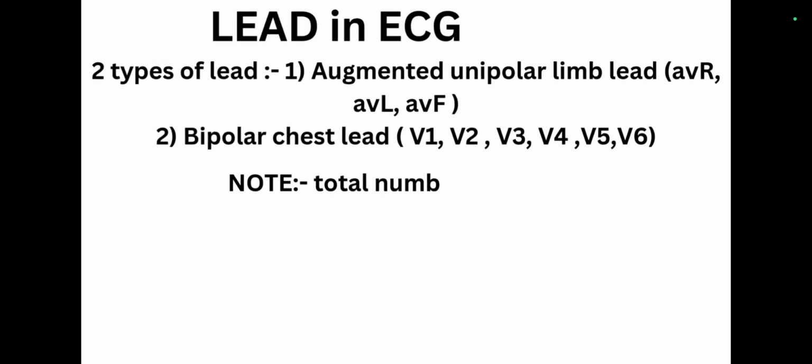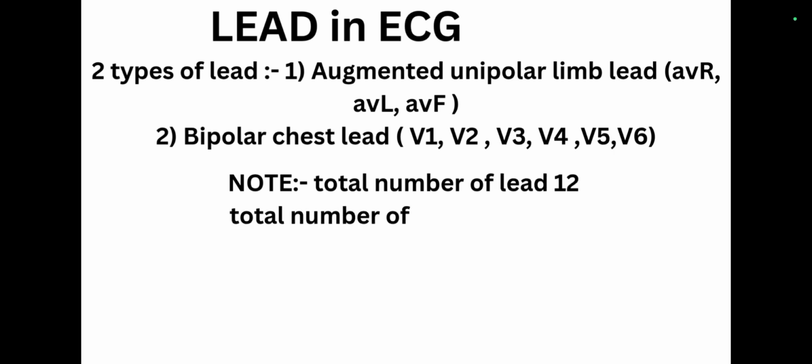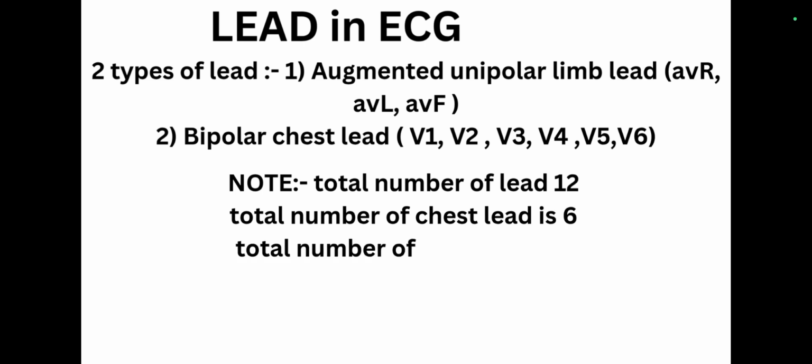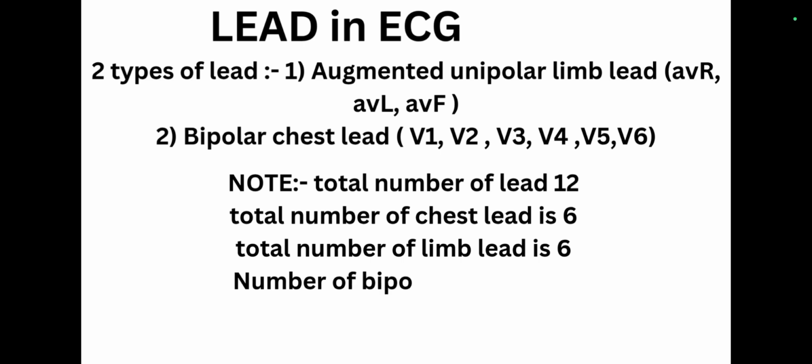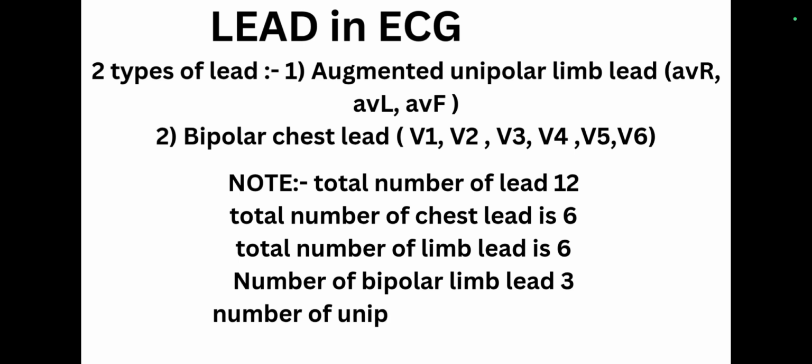Now the leads in ECG. There are generally two types of leads, the augmented leads and the bipolar leads. The augmented leads are AVR, AVL, AVF. The chest leads are V1, V2, V3, V4, V5 and V6. There are a total of 12 leads in the lead system. The total number of chest leads is 6 and the total number of limb leads is 6.